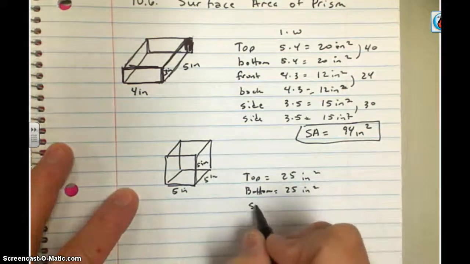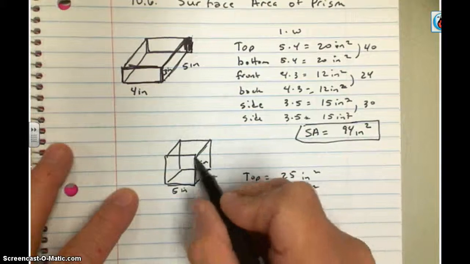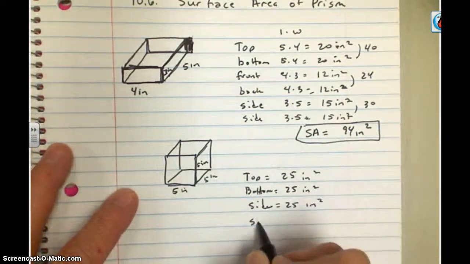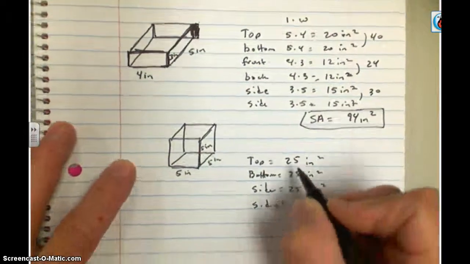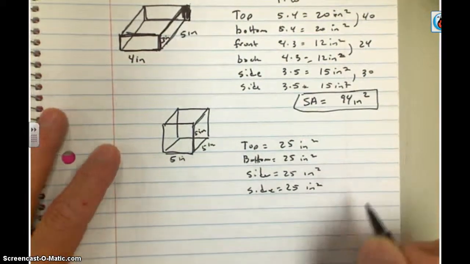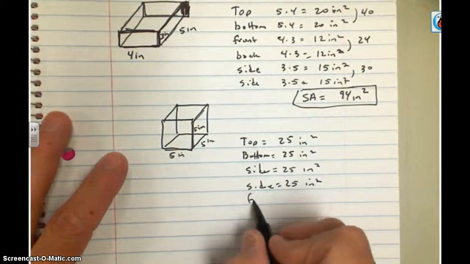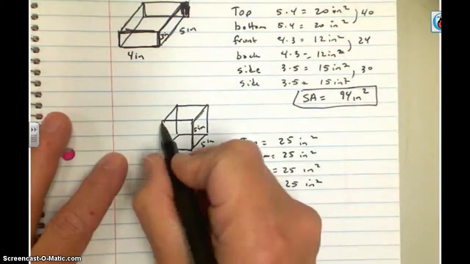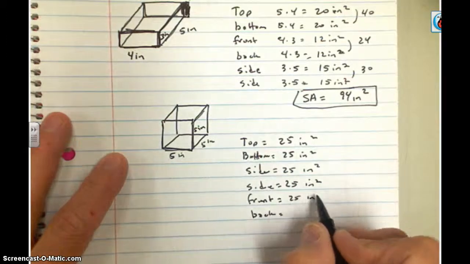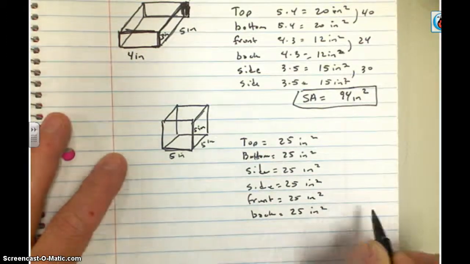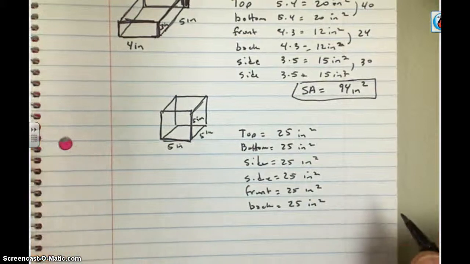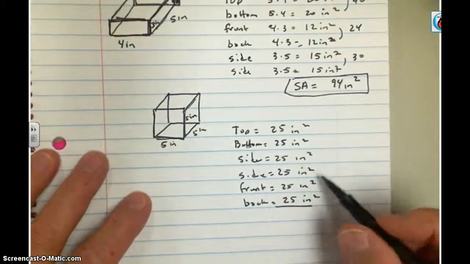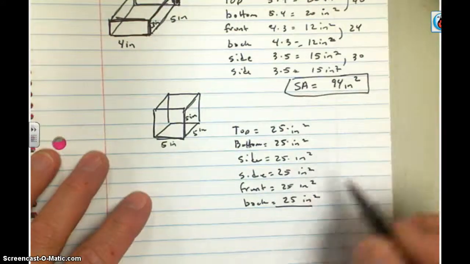The sides are 5 by 5, so 25 inches squared, and the other side is also 25 inches squared. Then we have the front and the back, and both of those are 5 by 5, so 25 inches squared and 25 inches squared. It's nice, this is actually a cube, all the same dimensions, so we could simply say 25 times 1, 2, 3, 4, 5, 6.